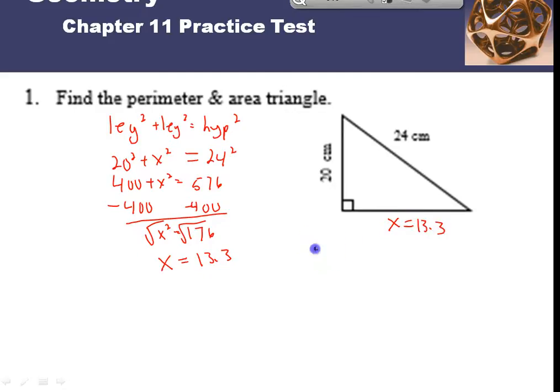Okay, so the perimeter is just adding those up. It's going to be 20 plus 24 plus 13.3. And that would be what? 44 plus 13, 57.3, I believe. Let me double check that on the calculator. Yeah, 57.3. And then I need to find the area.